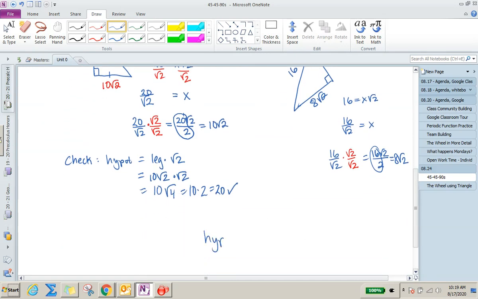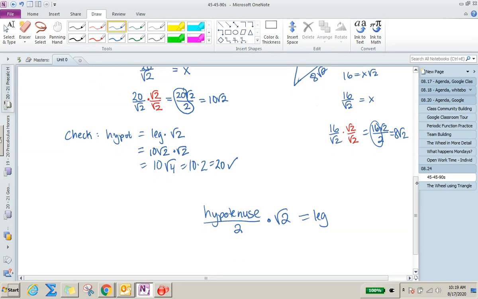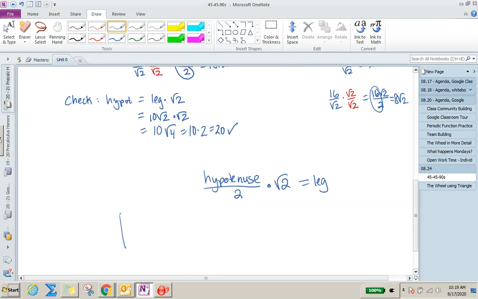So the hypotenuse divided by 2 times root 2 equals the leg. So let's just do one more here. Let's say that your hypotenuse is 15. What do you think the legs are? Use the shortcut. Oops, 45, 45.